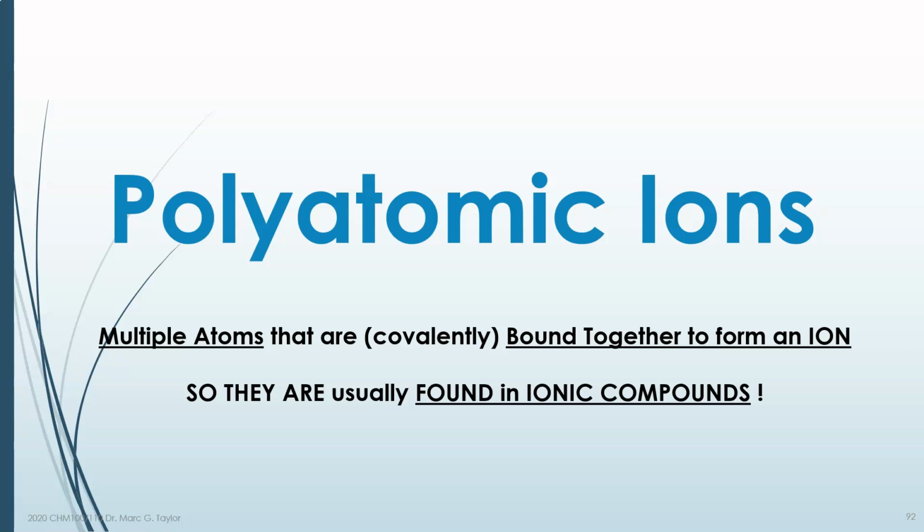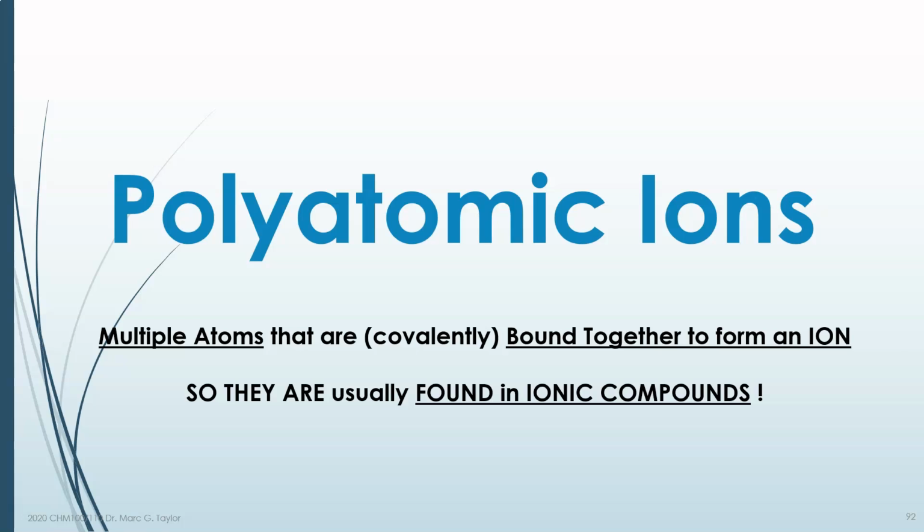Polyatomic ions are groups of atoms that are bound together to form a single ion. So this is an ion composed of multiple atoms. Usually these are different types of atoms, at least two different kinds of atoms, but not necessarily. And they hold a charge and they stay together very frequently during chemical reactions. Not always, but most often.